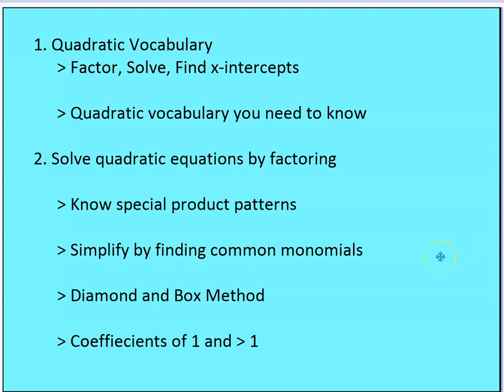You need to know special product patterns. You need to be able to find common monomials or distribute out common factors. I'm going to teach you the diamond and box method, and then we're going to use the diamond and box method with coefficients that are greater than 1.